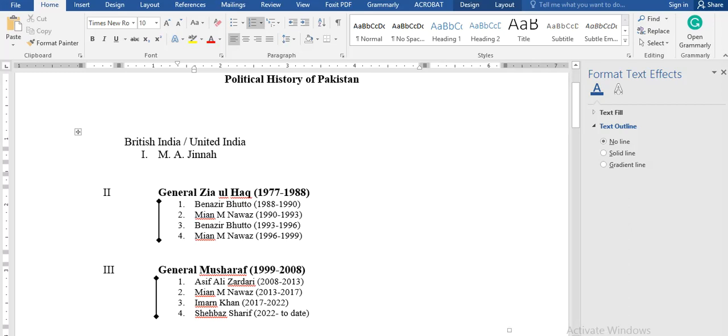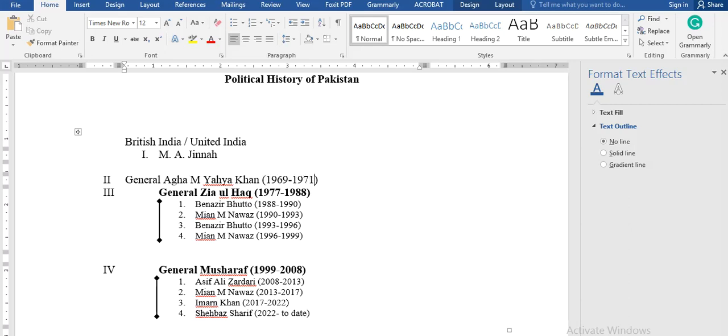So let's come towards the second military rule. So General Ziaul Haq's rule was the third military rule, and General Musharraf was the fourth military ruler of the country. So before General Zia, the second military ruler was General Agha Muhammad Yahya Khan, which is famously known as Yahya Khan, and the period of General Yahya Khan was from 1969 up till 1971, when the country witnessed the separation of East Pakistan.